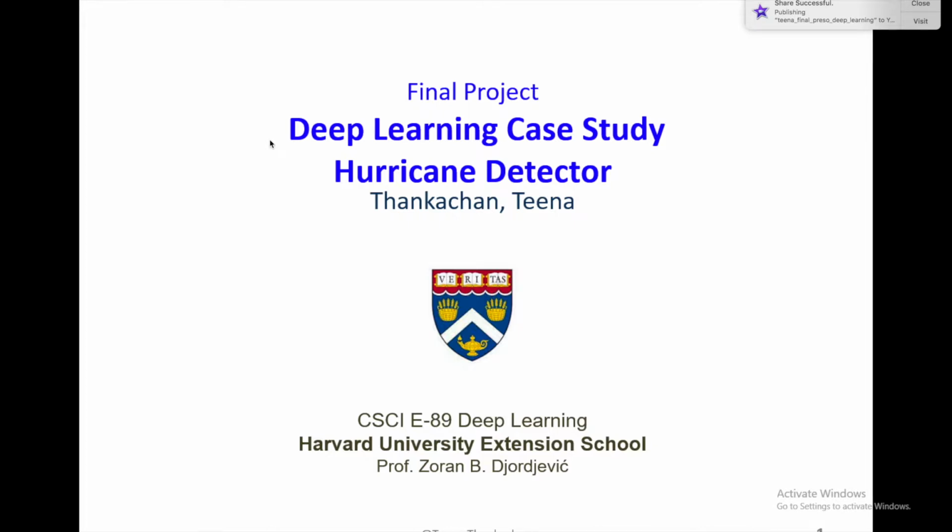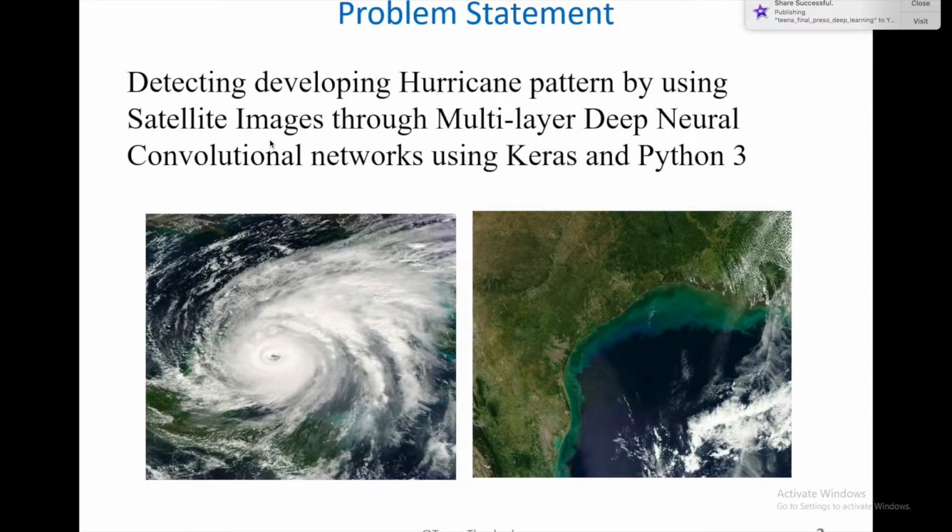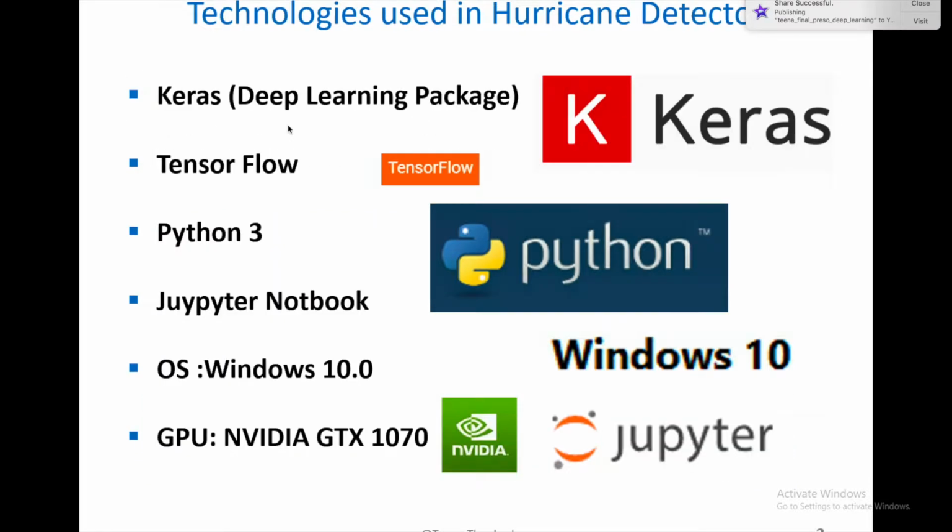Hi everyone, this is Teena Thankachan, and I am trying to develop a hurricane detector as a part of my deep learning final project. My problem statement is detecting the development of hurricane patterns using satellite images and radar images by passing them through multi-layer deep neural net convolutional networks using Keras and Python. I'm using TensorFlow at the back end.